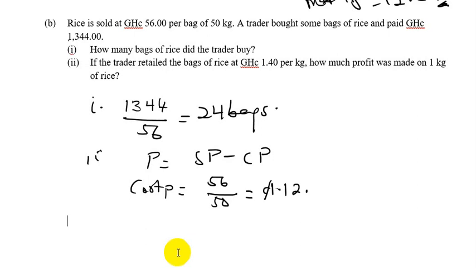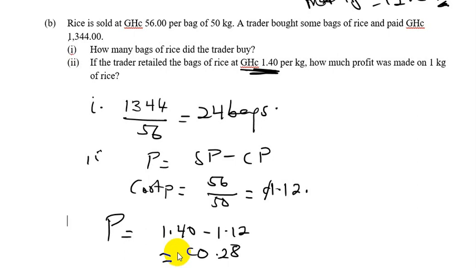So let's also look at the selling price. And we were told that he sold it for 1.4 as the selling price. So for profit it will be 1.40 minus 1.12. So the woman is making on every kg 0.28, 28 pesewas for every kg. I hope it's clear.